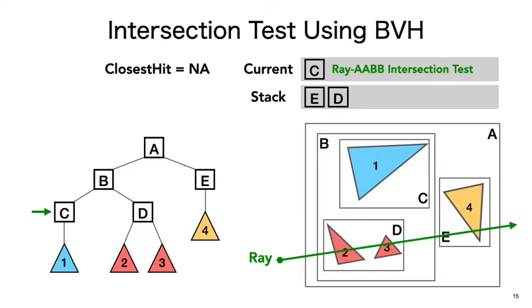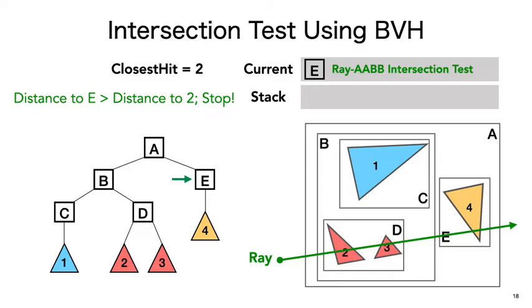In this case, it does not intersect C, so we can safely skip triangle 1 under C. And then we perform a further test against AABB D, which does intersect with the ray, and then we iteratively test against the triangles within D, which in this case are triangles 2 and 3, and we can realize that the closest hit so far is going to be with triangle 2. And then we pop E out of the stack, the ray does intersect with E, but the intersection point is farther away than the intersection with triangle 2, and so we can skip everything under E.